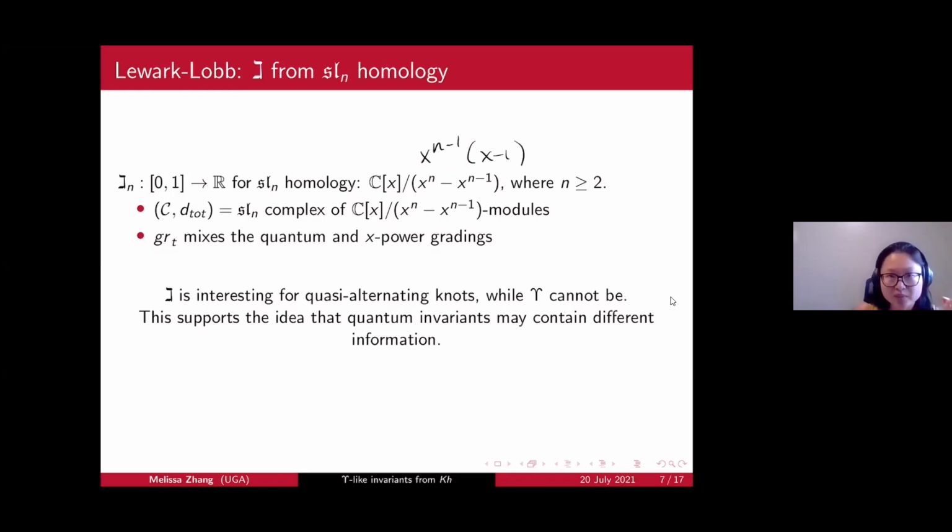One important thing about this invariant is that quasi-alternating knots are not that interesting from the point of view of Upsilon, but gimel is interesting for quasi-alternating knots. They actually wrote a program to compute it and found an example where gimel is able to distinguish things. So this supports the idea that quantum invariants might give us different information when we come up with these numerical invariants.